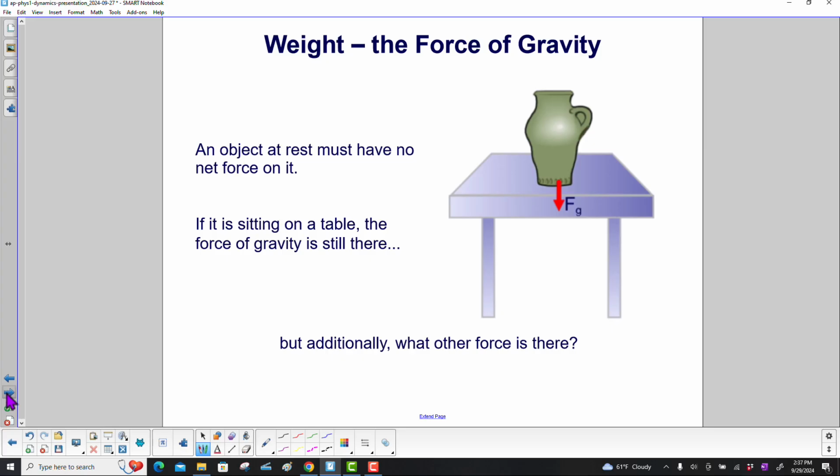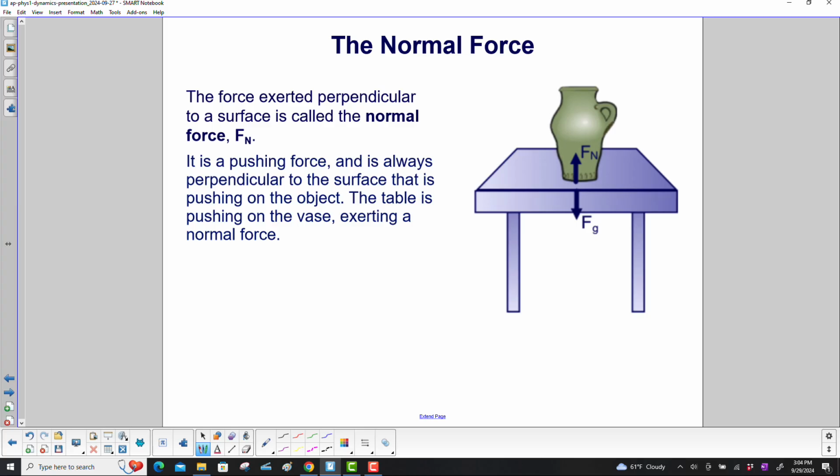An object at rest must have no net force acting on it. So if it is sitting on a table, right over here, the force of gravity is still there. But additionally, what other force is there? The force exerted perpendicular to a surface is called the normal force, F sub n. It is a pushing force and is always perpendicular to the surface. That is key, perpendicular to the surface that is pushing on the object. The table is pushing on the vase, exerting a normal force. And that vector is right over here.